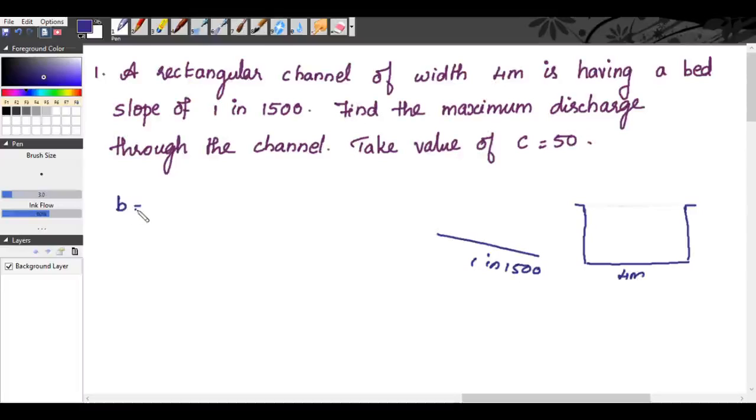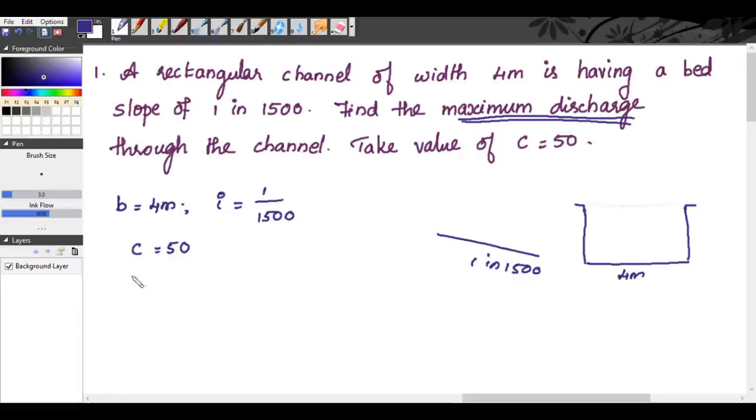So our B is given as 4 meter. I is given as 1 by 1500. Find the maximum discharge through the channel. See, if it is the maximum discharge, you have used the most economical conditions. Now take the value C is equal to 50. Chezy's constant is given as C is equal to 50.